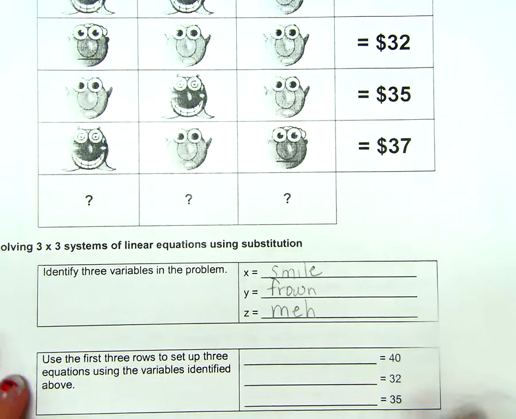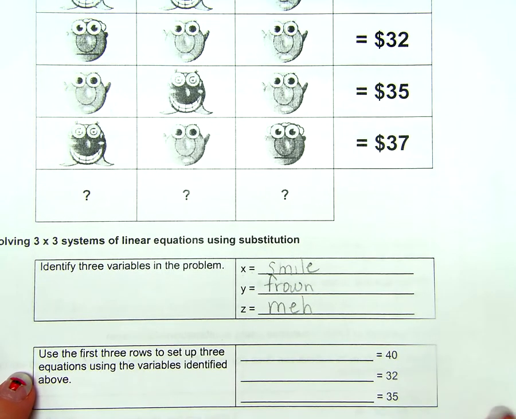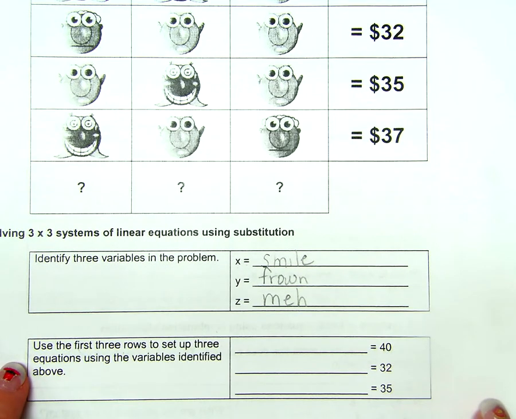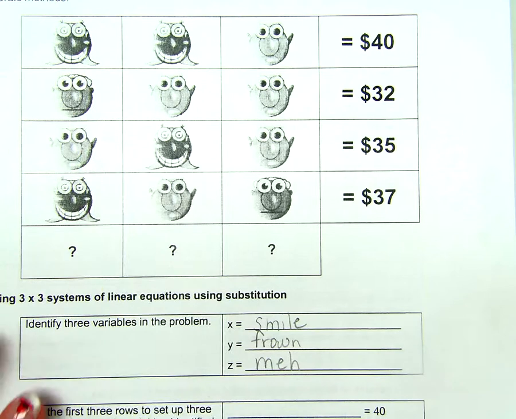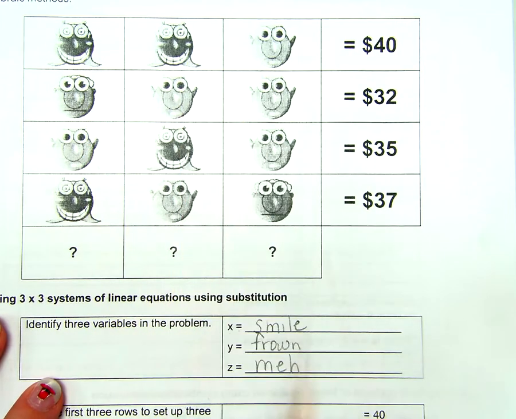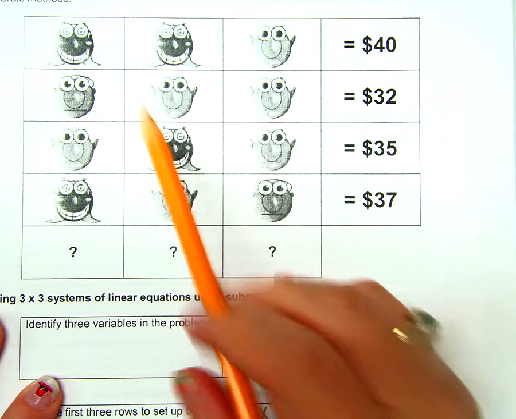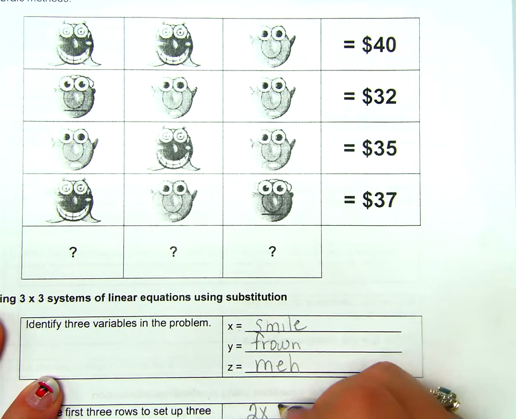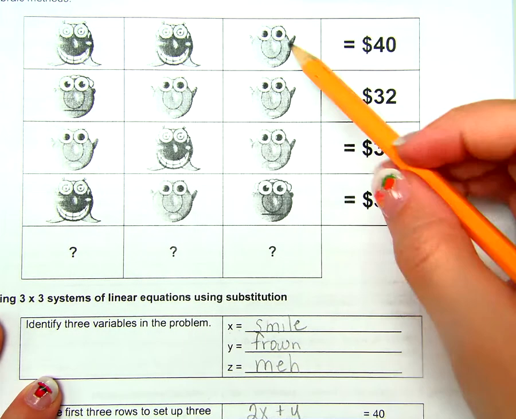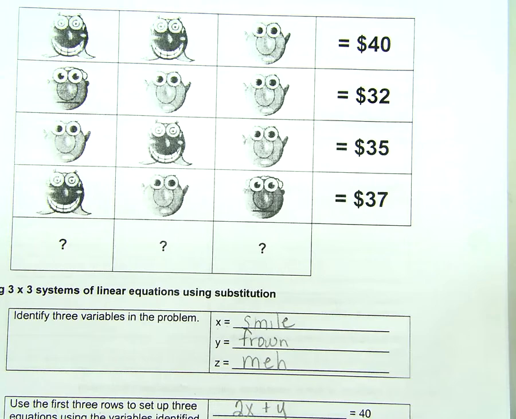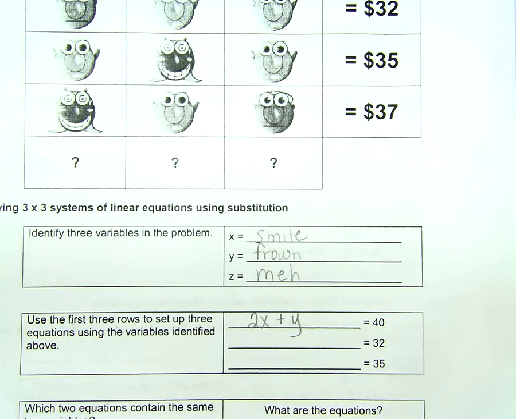So, we're just going to use the first 3 rows, and we're going to set up 3 equations. Okay? So, what's the first row going to look like? 2x, because there's 2 smiles, plus y, because there's 1 frown, equals 40. Everybody okay with that? Oh, you can't see that. Sorry. Everybody okay with that?